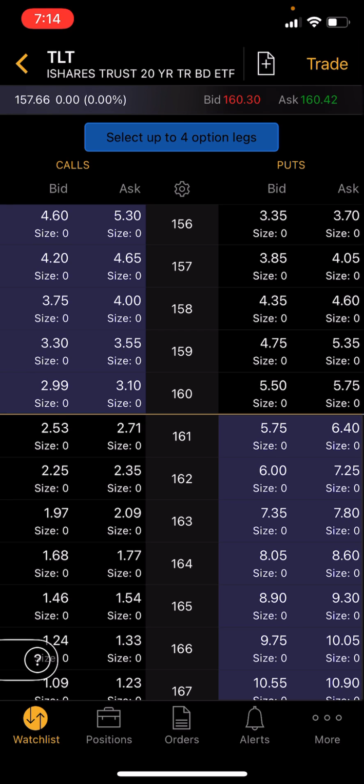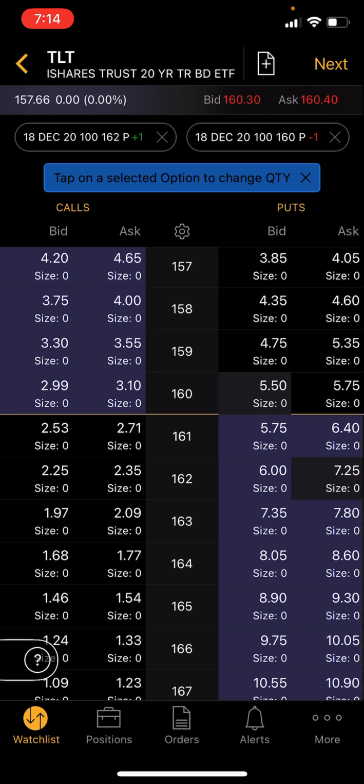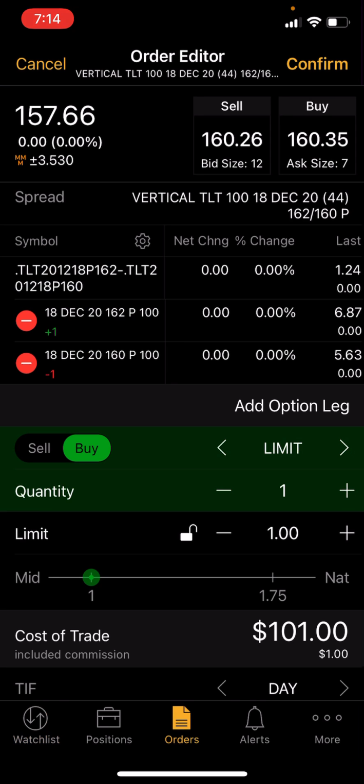Here's what I would look to do probably. Buy the 162 by tapping the ask for the 162, and then sell the 160 by tapping the bid for the 160. Now, just to get an idea of our probabilities and what this trade would cost, I'm going to hit next. And we can see we're looking at a cost of the trade of about $101. So that's nice because we're risking one to make one, right?